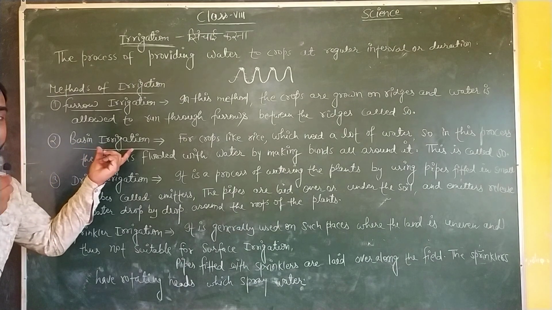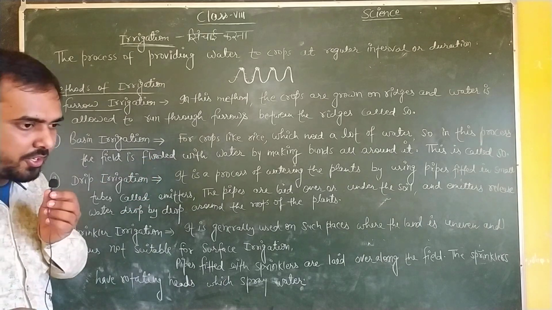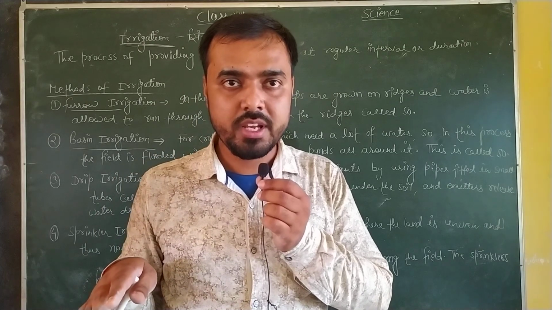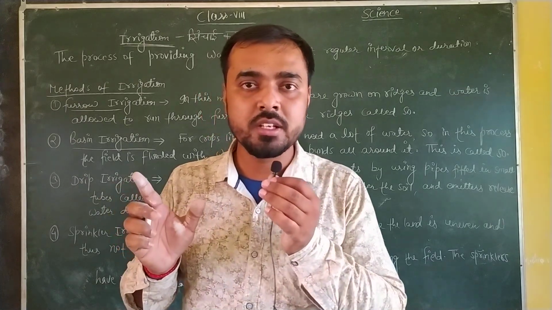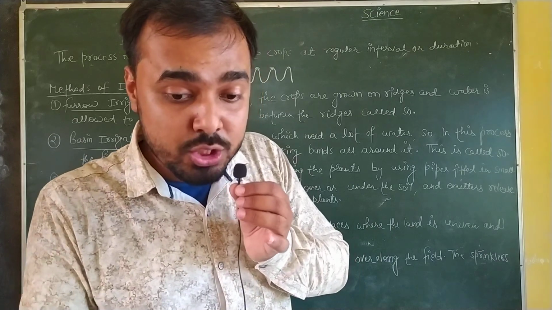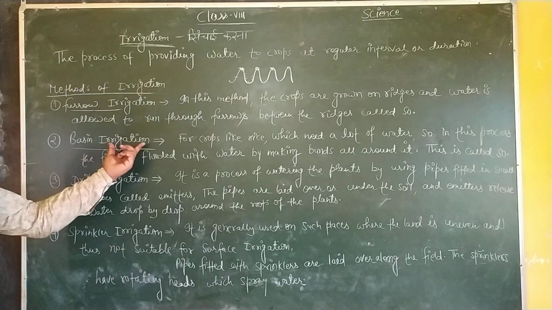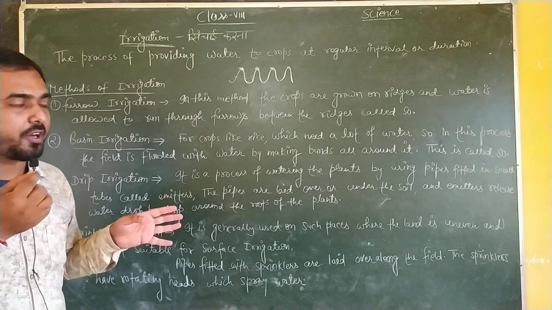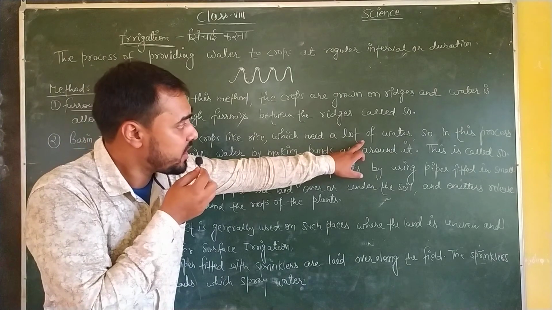So here comes the second topic, and most of us have seen this method, basin irrigation system. Whenever we visit our field, we see that the field is completely flooded with water. Flooded means the field is totally dipped inside the water. You are not able to see the soil of the field because it is totally filled with water. So basin irrigation is especially for those plants which require a lot of water. So here I have written, for crops like rice, which need a lot of water.